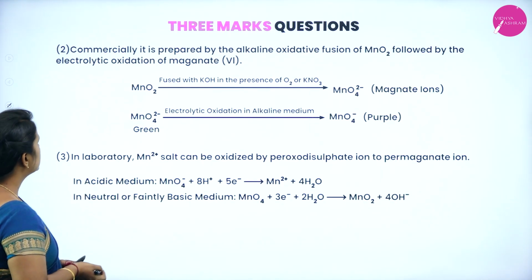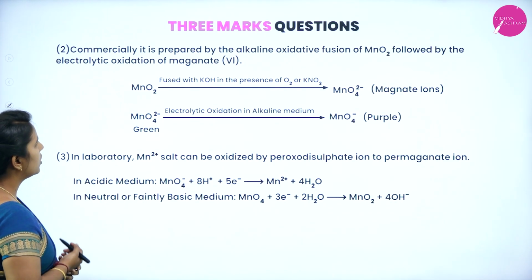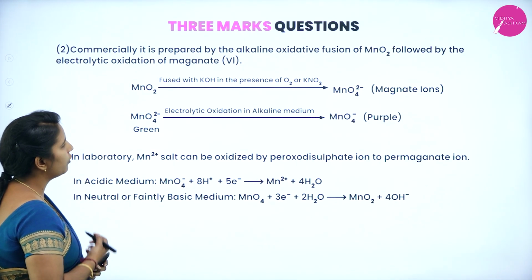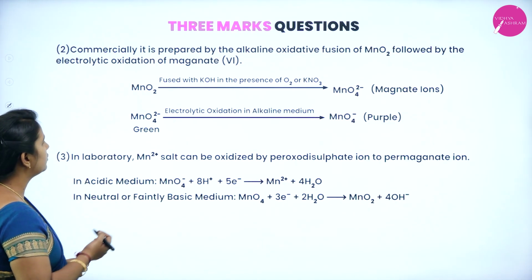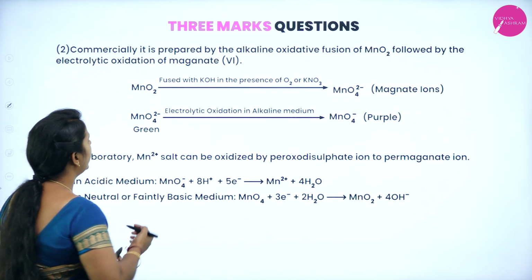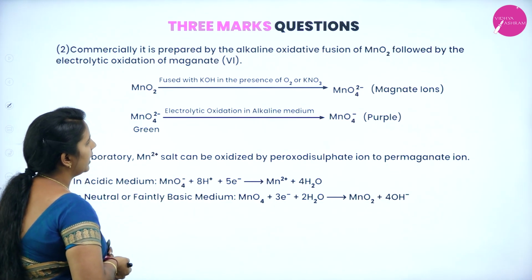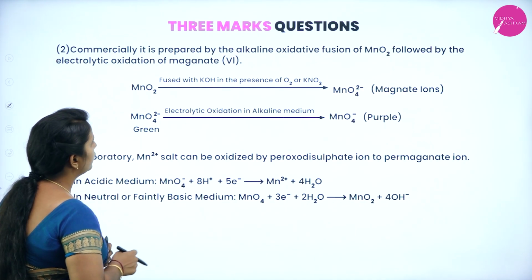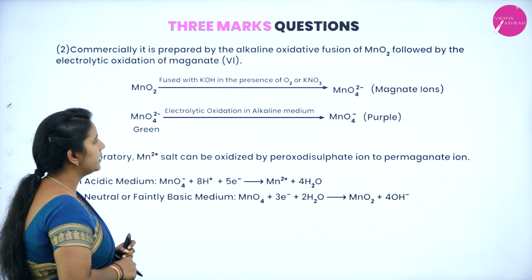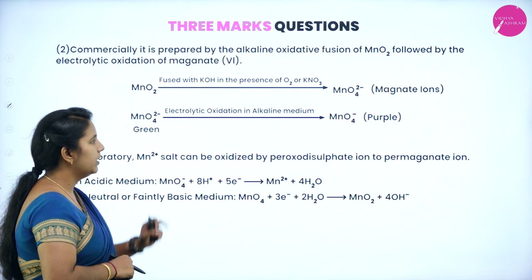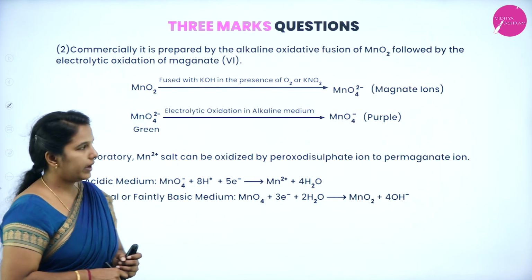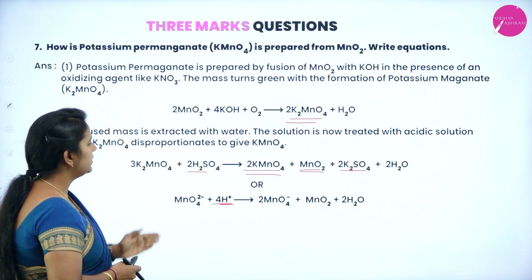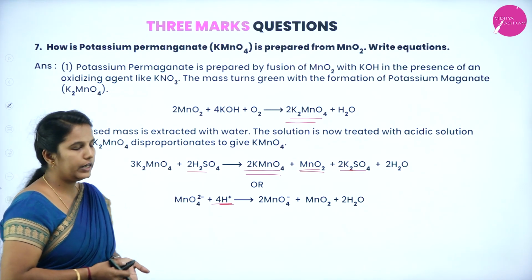In the next step, commercially it is also prepared by the alkaline oxidative fusion of MnO2 followed by the electrolytic oxidation of manganate. So, it will be fused to get MnO4 2-, and similarly MnO4 2- will undergo electrolytic oxidation in an alkaline medium to give the purple colored permanganate. So, in the examination if you write these 2 steps, it's enough to get 3 marks.